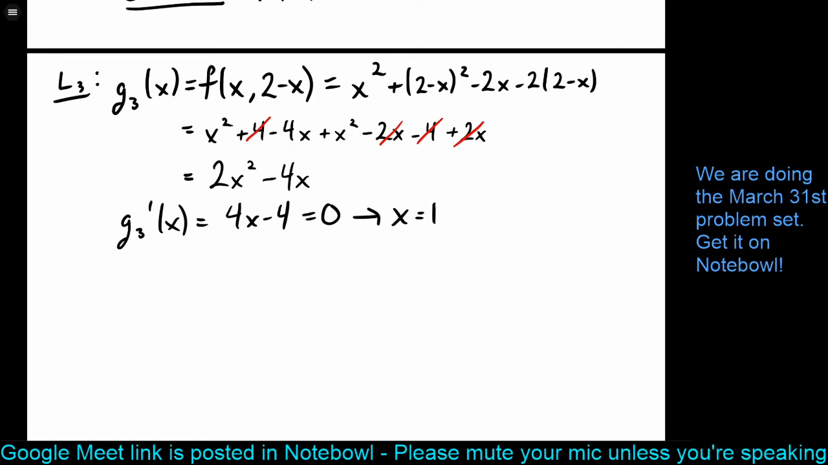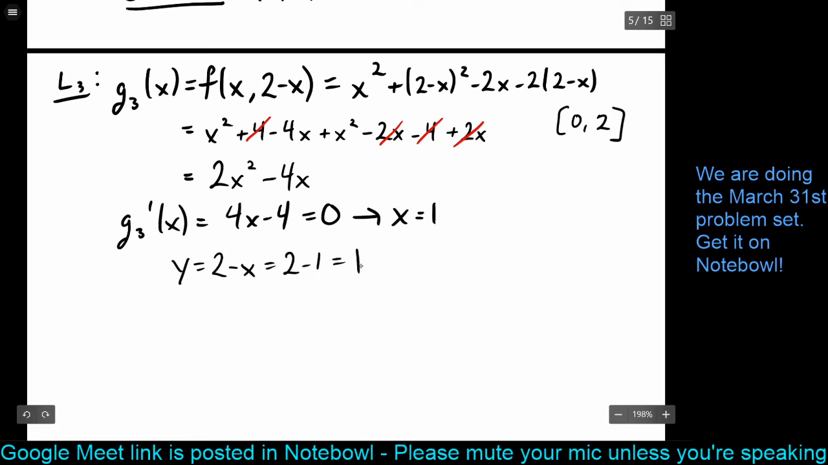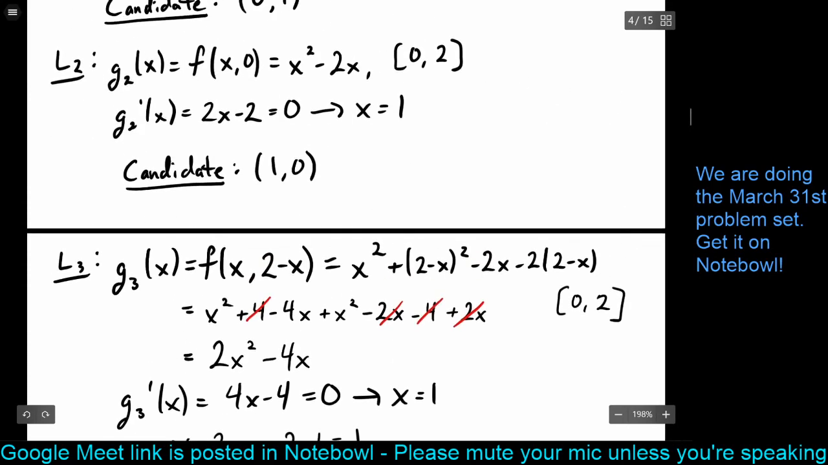Oh, sorry, I forgot to write down the interval here. The interval is still 0 to 2, and x is in there. Now that I know what x is, I have to get y. So y, remember, is 2 minus x. That's going to be 2 minus 1, which is 1. So another candidate.